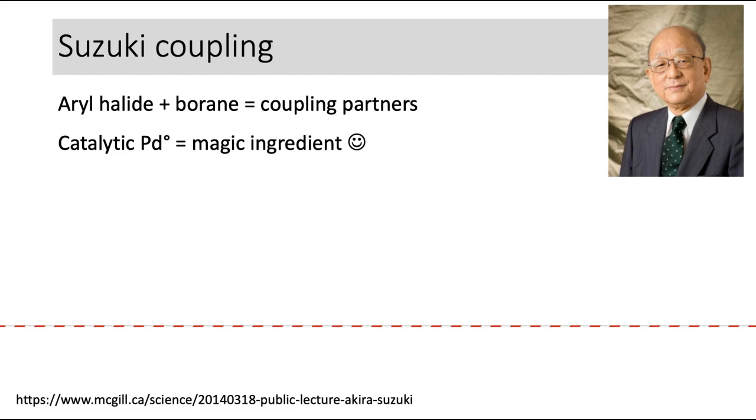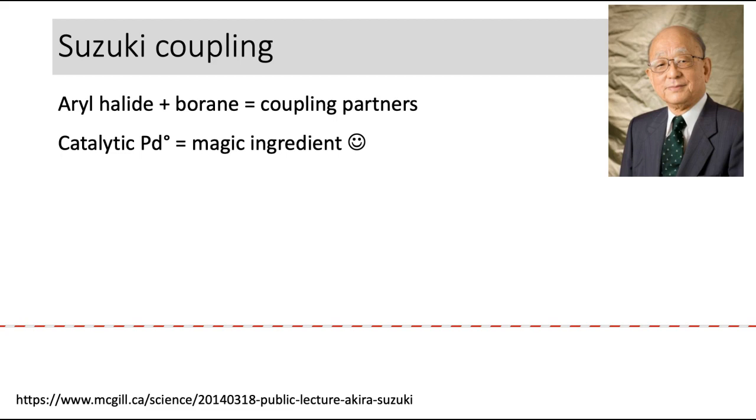Now, I know what you're thinking. We already learned about cuprates. Why do we have to learn about something else? And I'm just pointing out that these named reactions are actually named after real human beings. This is a picture of good old Akira Suzuki, who won a Nobel Prize for this chemistry. So that's why we need to learn it.